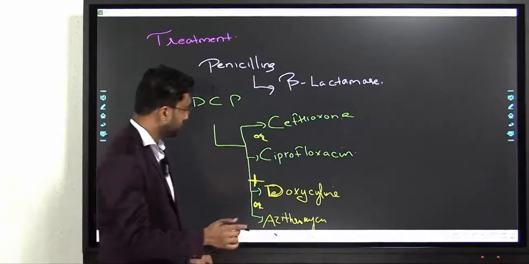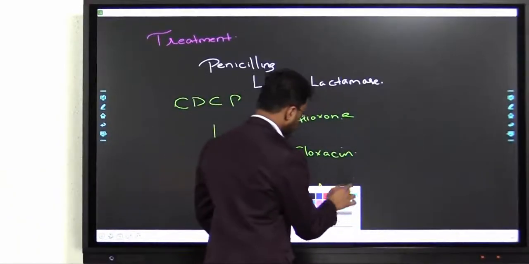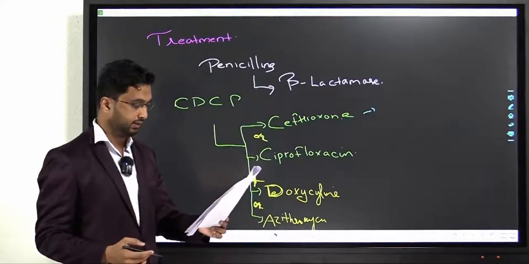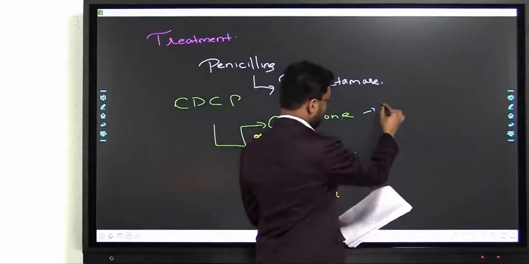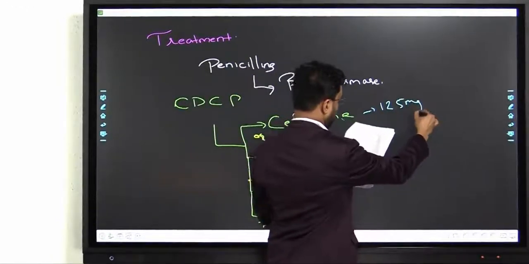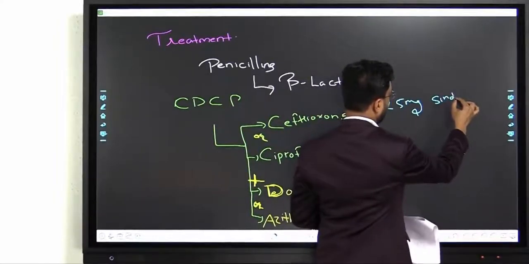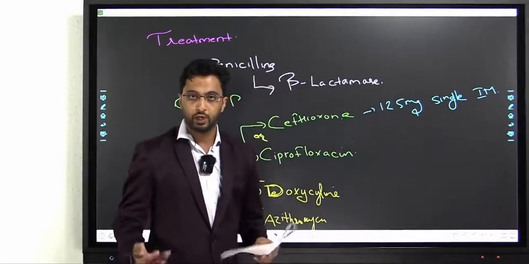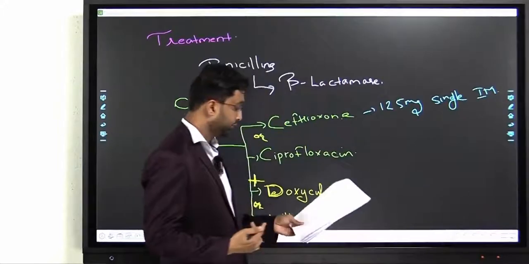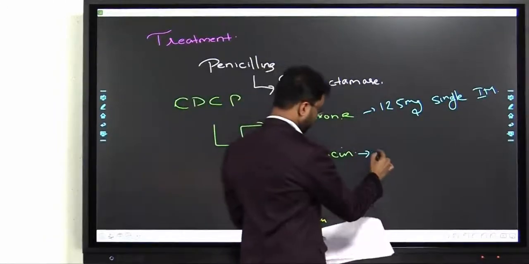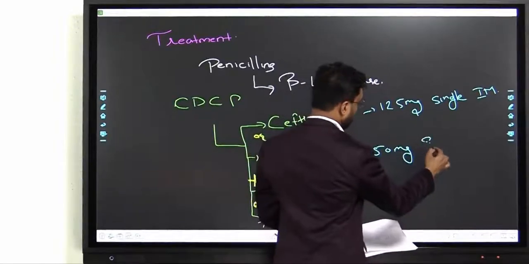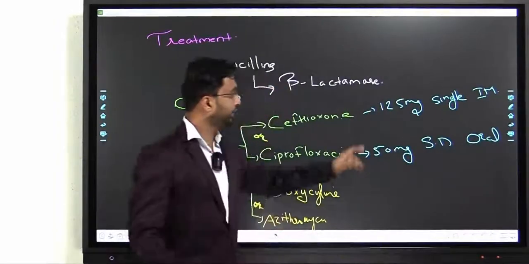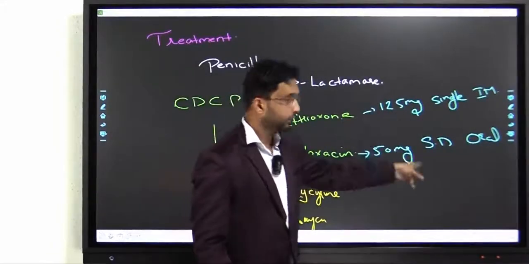Okay. Now dosages are also important. Not important, I would say. They have not asked it, but still it's good to know because it's CDC, Center for Disease Control, USA, isn't it? So ceftriaxone, the dosage, if you can remember them, it's 125 milligram single dose IM. Okay, 125 milligram single dose intramuscular injection. If you're using ciprofloxacin, it is single dose 50 milligram. Again, single dose, I'll just say SD, oral. Okay, single dose oral. So this is 125 single dose IM, 50 single dose oral.